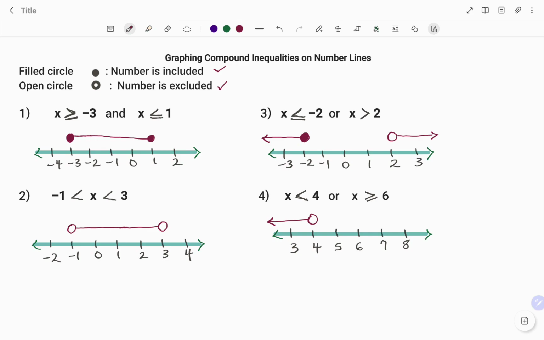Also, making the right side true, we have x is greater or equal to 6. So starting from 6, we're going to have a filled circle because we have or equal to, which means 6 will be included, and then greater than 6, we are moving towards the right. So you can see both conditions cannot be true at the same time. Either condition will be true.